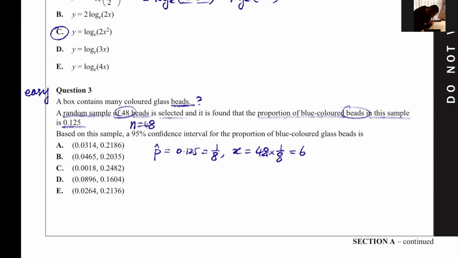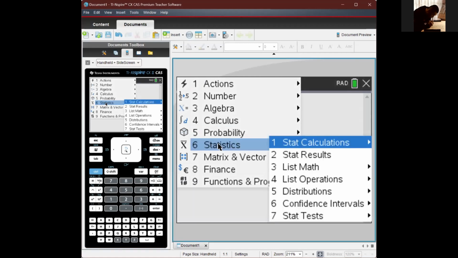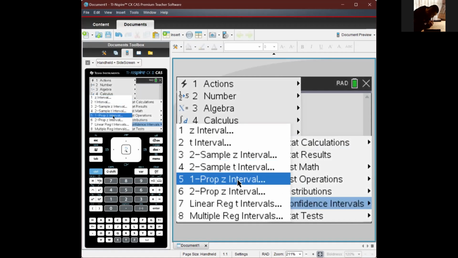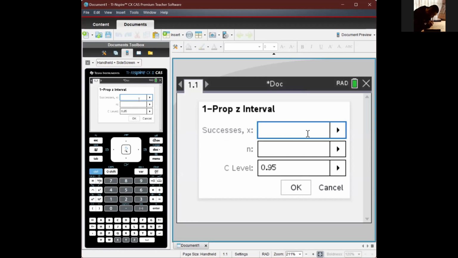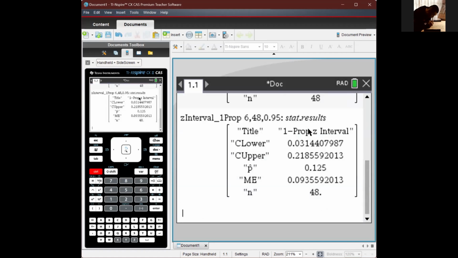So I'm going to use the CAS calculator to find this 95% confidence interval. Let's have a look. Menu, stats, confidence intervals, one prop interval. You could enter it like 6, 48, 0.95. Control enter. So it's 0.0314 and 0.2186. So option A is the correct answer.